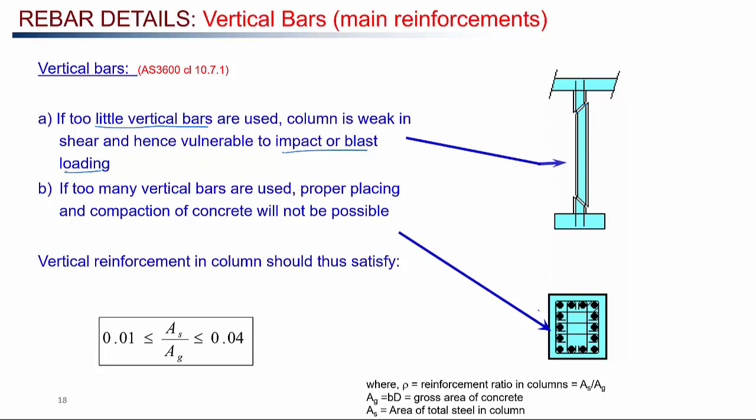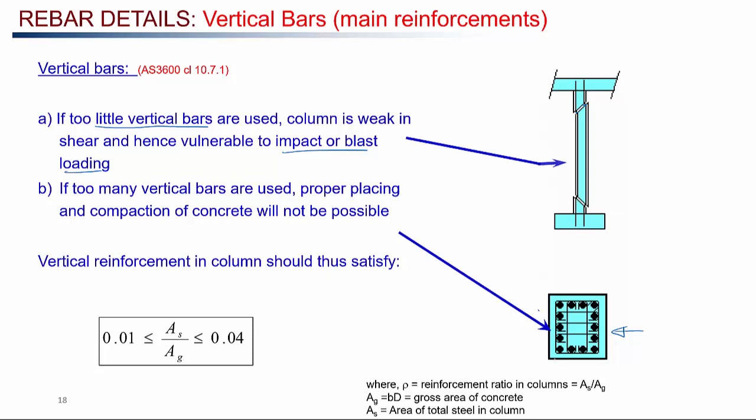Now if we provide too much vertical reinforcement, as you can see in this figure, it can create congestion of the reinforcement, so that we can't properly compact the concrete, and that can lead to the honeycombing effect in the column as well. So we shouldn't be providing too little reinforcement, because it will make the column vulnerable to impact loading. And if we provide too much reinforcement, it can cause congestion, so that we can't compact the concrete when we are pouring it.